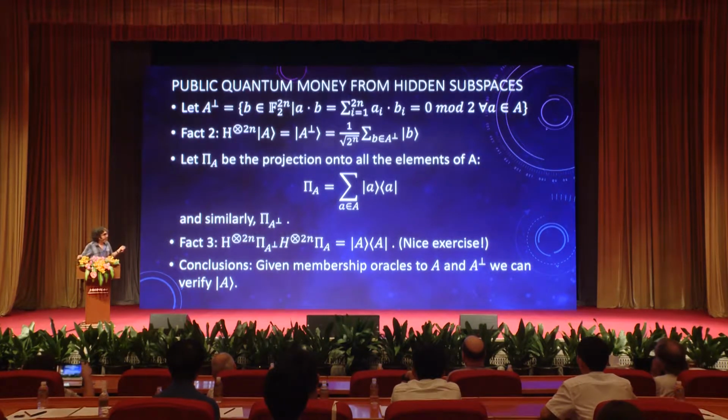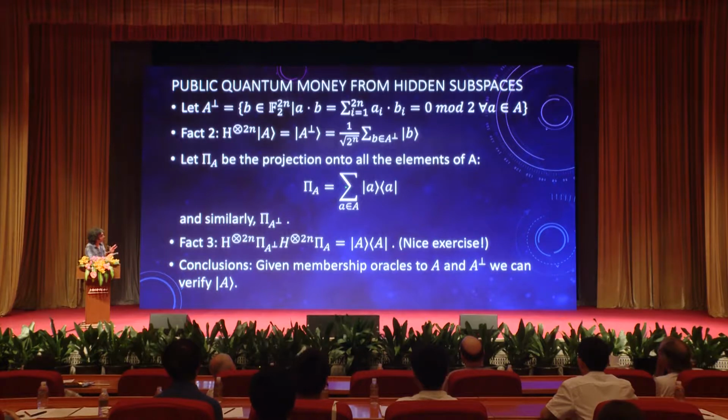Now we'll define this projection to be the projection over all the elements in that subspace. Notice that pi A is a projection of dimension 2 to the n. We have 2 to the n elements, and each one of these is a rank 1 projection, and they're all orthogonal. So this is a rank 2 to the n projection. And similarly for pi A dual.